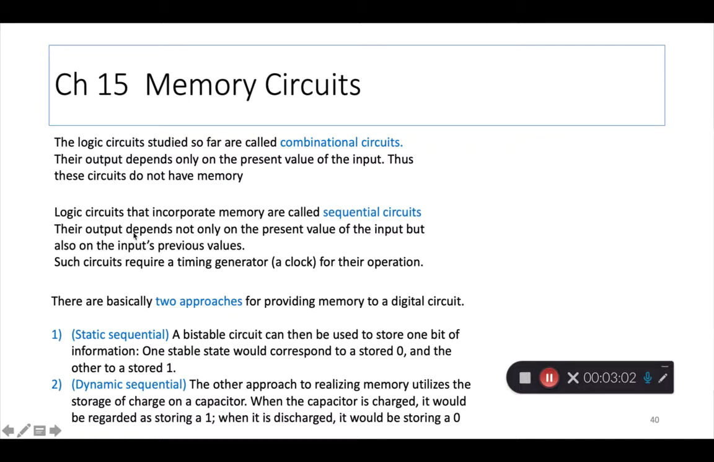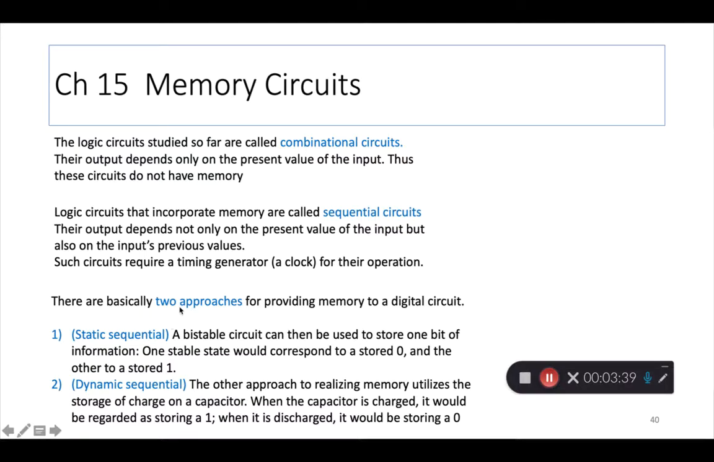Sequential circuits are circuits that incorporate memory. Their output depends not only on the present value of the input, but also on the input's previous values. That's why we say the circuit remembers what happened in the past, and that remembering property is memory, really. Such circuits are called sequential circuits. Also importantly, such circuits require a timing generator or a clock for their operation.